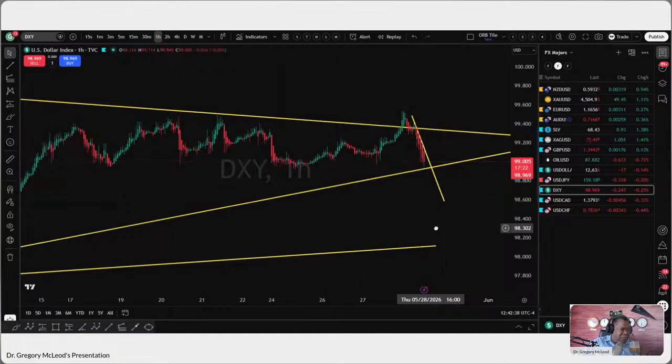So here we go. Trend line break, color change. We look for this, and you'll thank me later, right? Again, this is not a recommendation, but this is what I look at when I look at the markets.